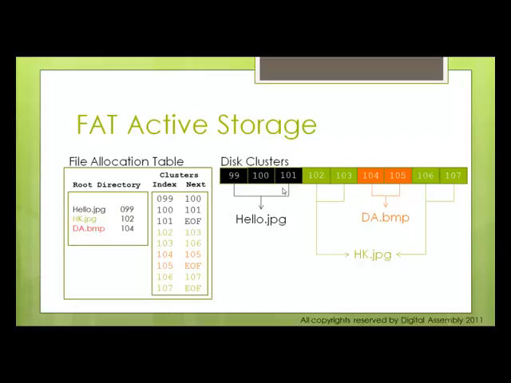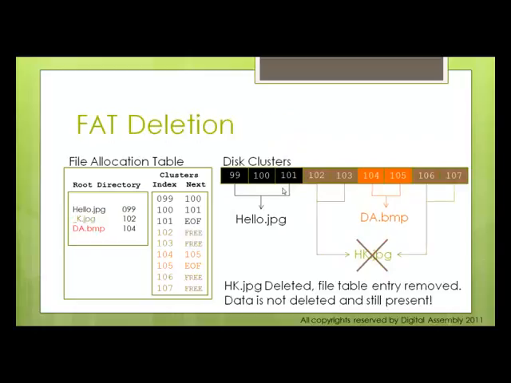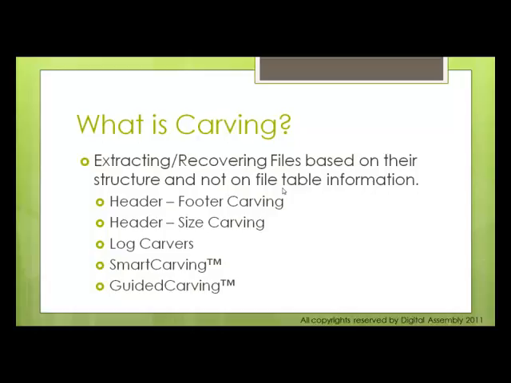But the hk.jpg is much more problematic because it has the first section, then it has a middle section that is the da.bmp, which is just kind of plunked into the middle of this file storage, and so you have your typical fragmented file system. And if you delete some of them, it will be very difficult to recover these by just looking at them. So one way to do that is carving.